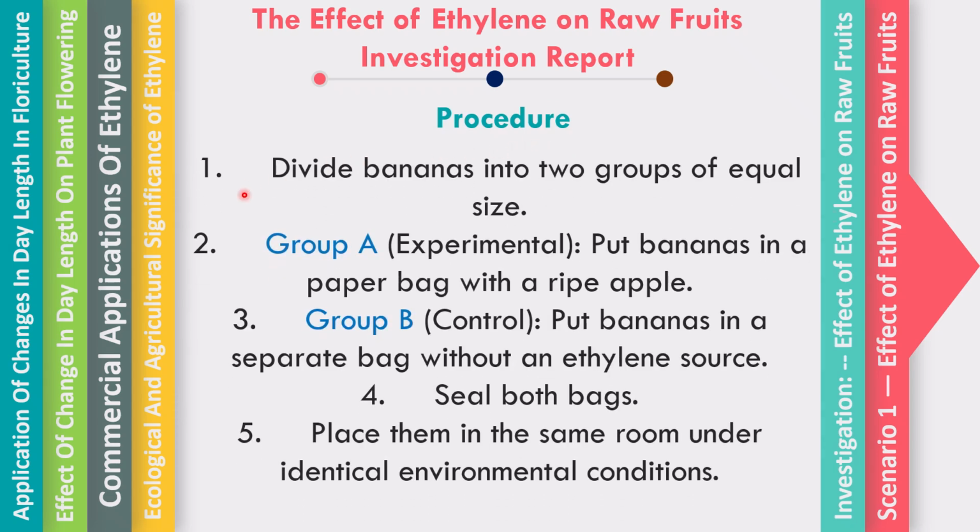Procedure. Divide the bananas into 2 groups of equal size. Group A, the experimental group: put bananas in a paper bag with a ripe apple. Group B, the control: put bananas in a separate bag without an ethylene source. Seal both bags and place them in the same room under identical environmental conditions.